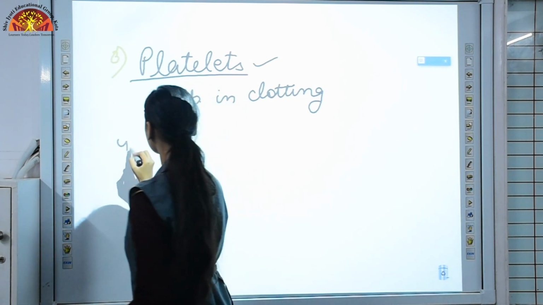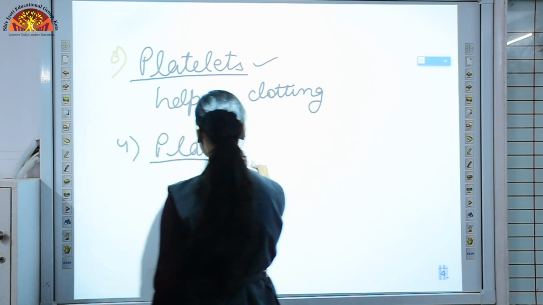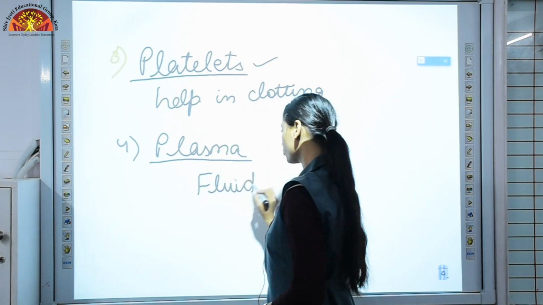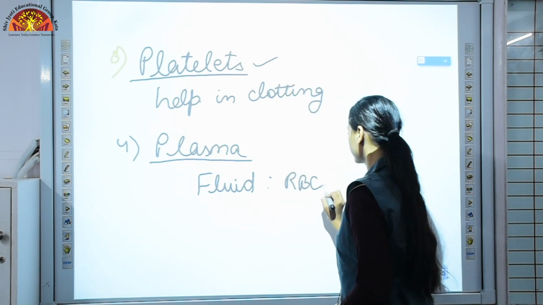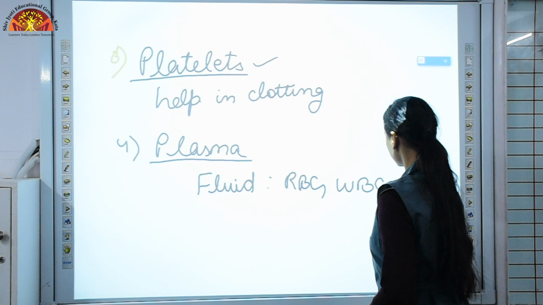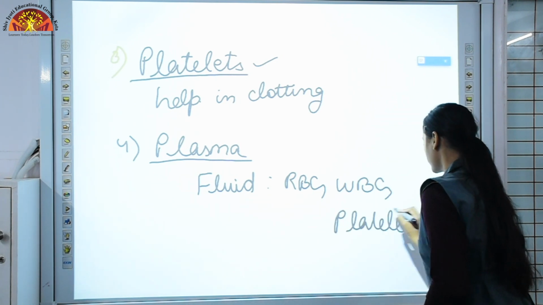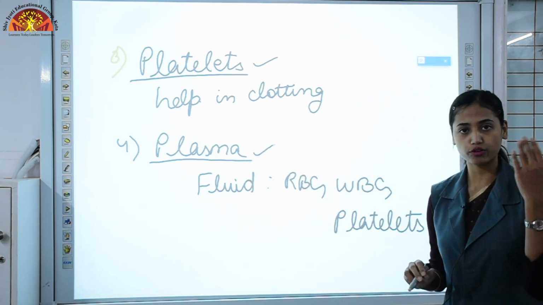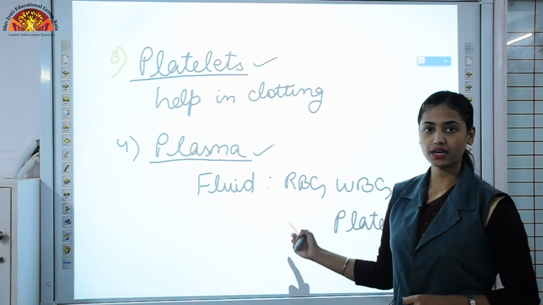And the last is plasma. Plasma is the fluid in which all those components like RBC, WBC and platelets are present. Understood the 4 parts of blood: red blood cell, white blood cell, platelets and plasma.